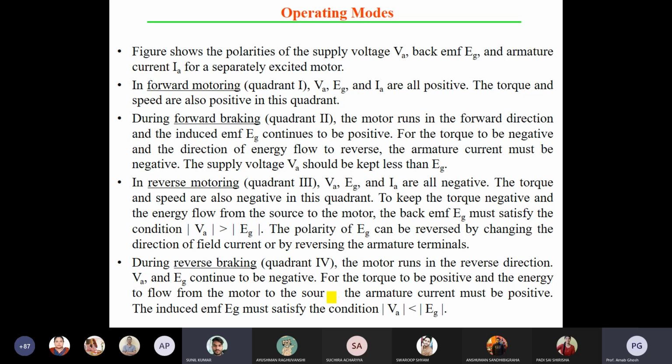Now we are going to discuss four quadrant operations. Four quadrant operations means, here you can see, four quadrant operation.